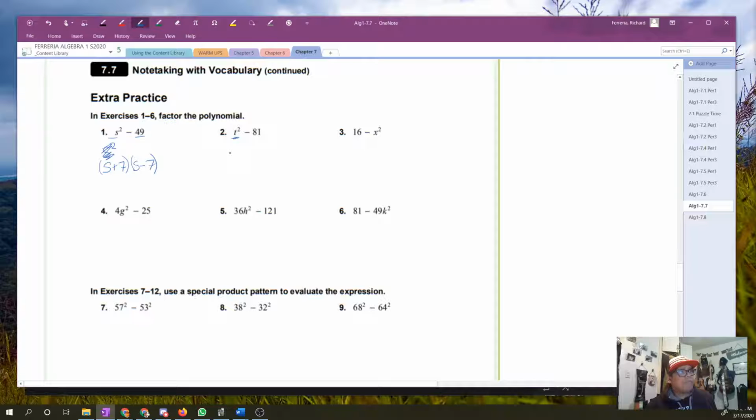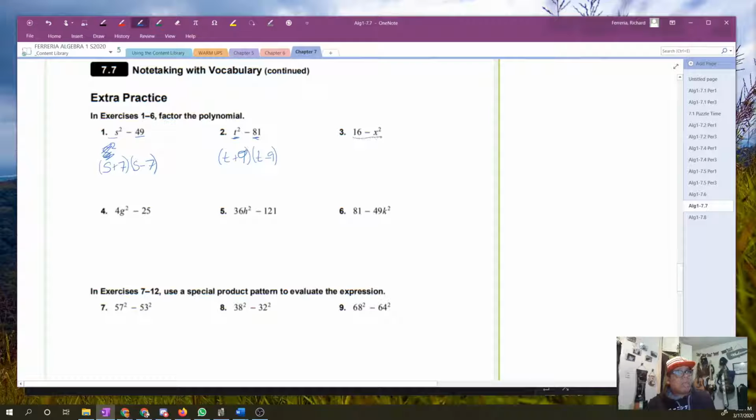Is t squared a perfect square? You betcha. How about 81? Is that a perfect square? Yeah, that's 9 times 9. So this one again is a sum and difference because we don't have that central term here.